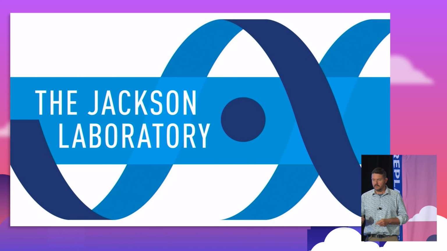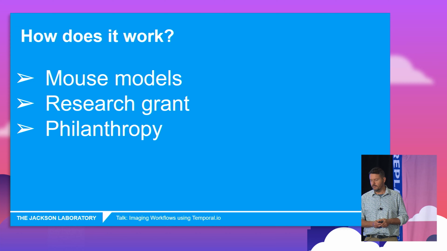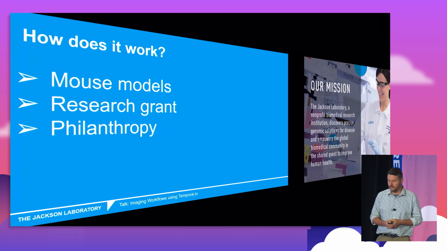Jackson Laboratory. This slide is entirely to prove that we have a nice logo, and I'll move on. So Jackson Laboratory is funded by mouse models, which means selling mice to researchers, and research grants. People like the National Institute of Health would give us a grant in order to do research, and philanthropy. A lot of people will have been touched by the rare diseases, the cancer, and the different diseases which JAX helps to research, and they want to give something back. So there's this philanthropic aspect to JAX as well.